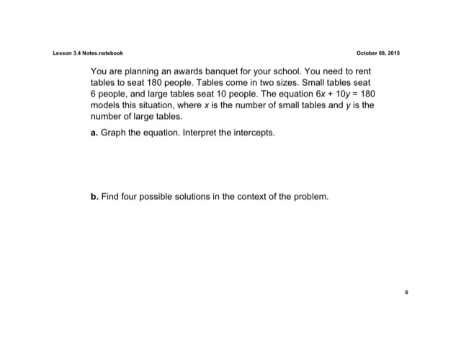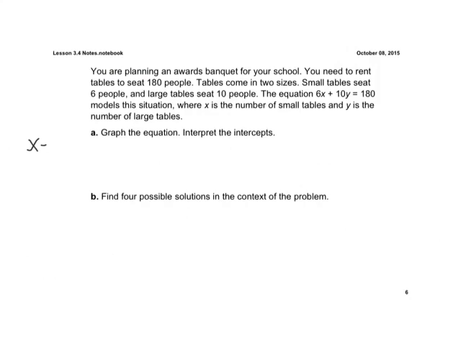Now, a little word problem here. We're planning an awards banquet for our school. We need to rent tables to seat 180 people. Tables come in two sizes. Small tables seat 6, large tables seat 10. The equation 6x plus 10y equals 180 is our equation. Remember, x is small tables, y is large tables. So first we got to graph this. Okay, and we're going to graph this by using intercepts.